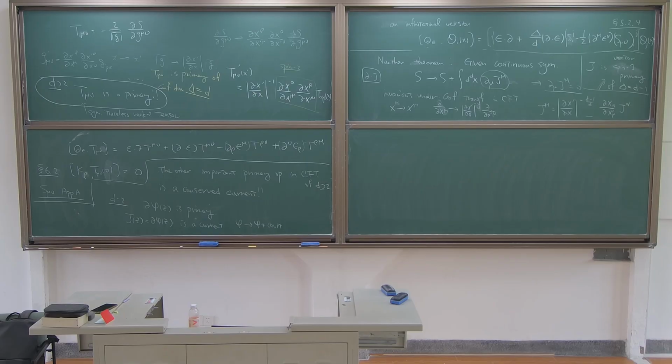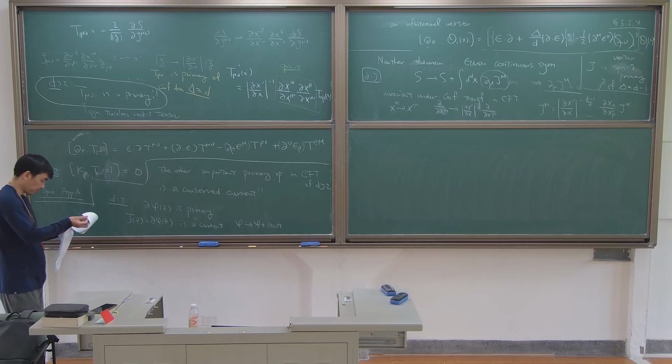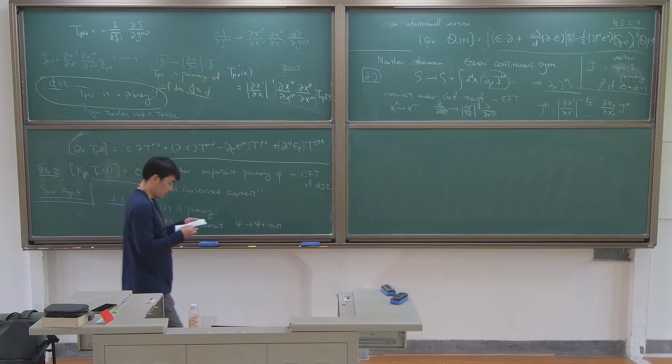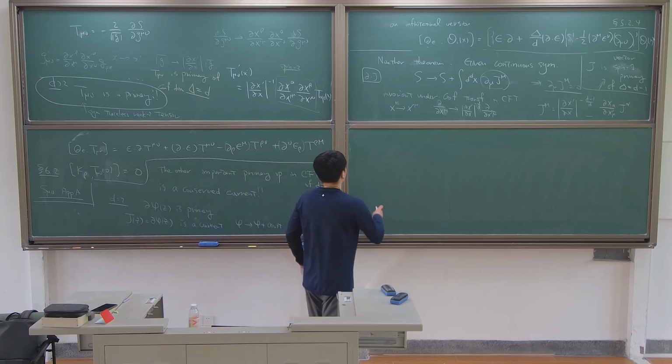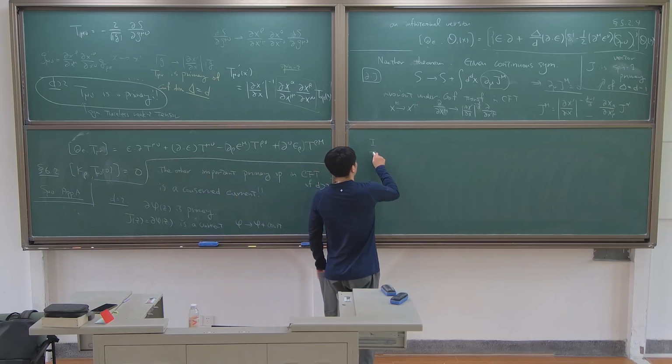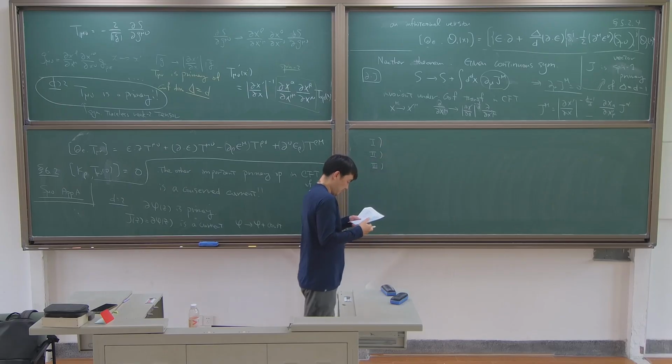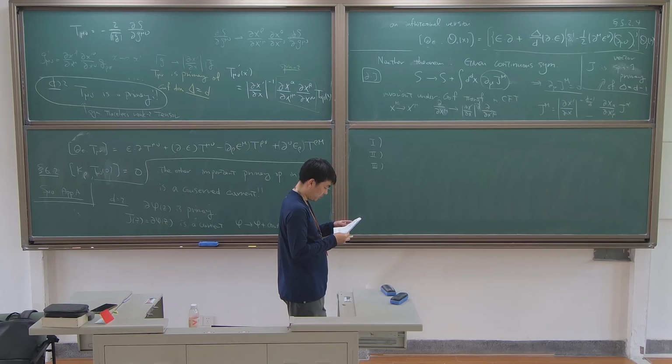Let's recall what we have done last time. We think about the singular vectors, and there's a type 1, type 2, and type 3 singular vector. And then we just need to recall what those are.